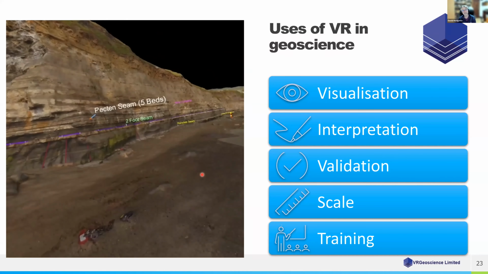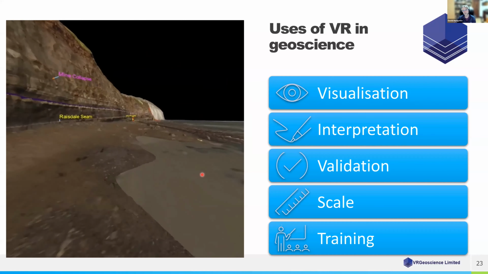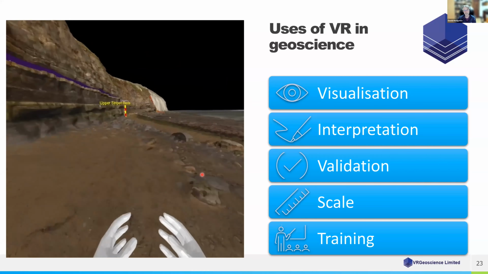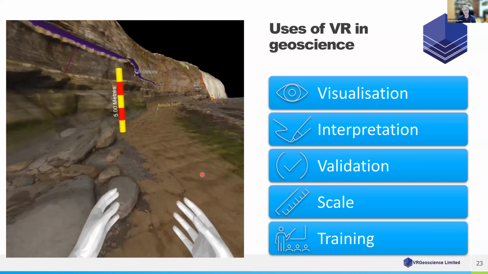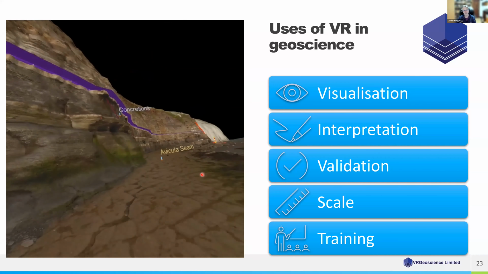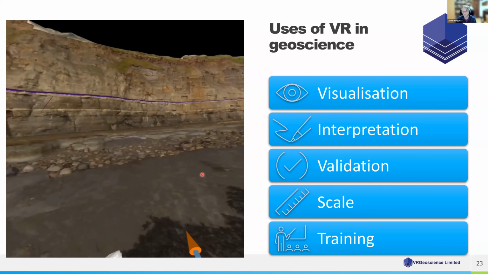We can do interpretations in VR, and again, sometimes the different perspective that it gives you makes your interpretations easier. You wouldn't spend a lot of time interpreting in VR, not at the moment. It's the kind of thing you do in short spurts, and then most of your interpretation is done on desktop.